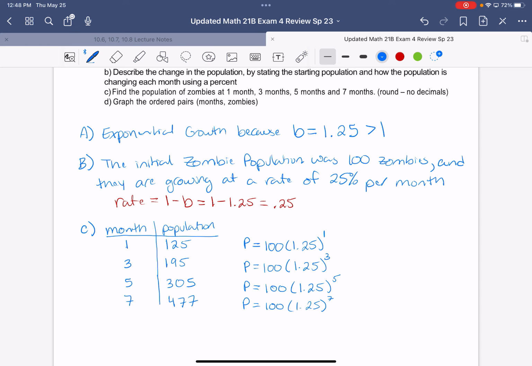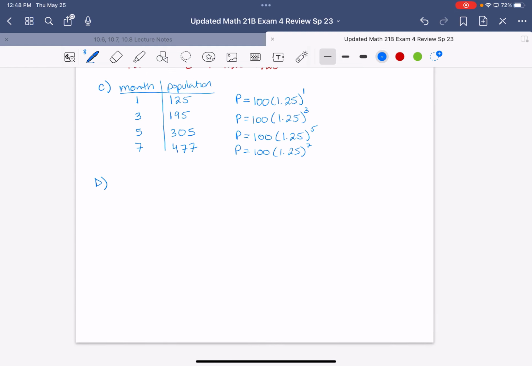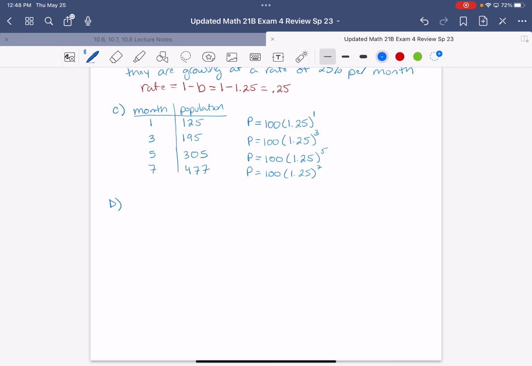Okay, part D. Graph the ordered pairs, months and zombies. So we found our ordered pairs here, so let's graph them. And we're doing this by hand, so I know it's not going to be perfect, but we just do our best. We know that months is the x-axis, and we go as high as 7 months. So 1, 2, 3, 4, 5, 6, 7.